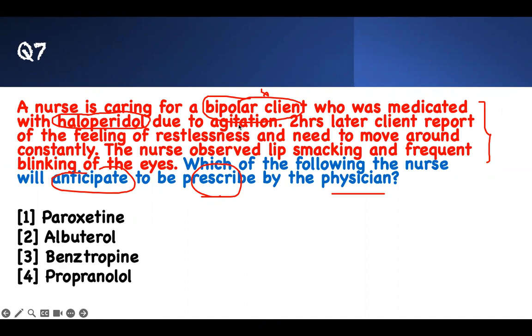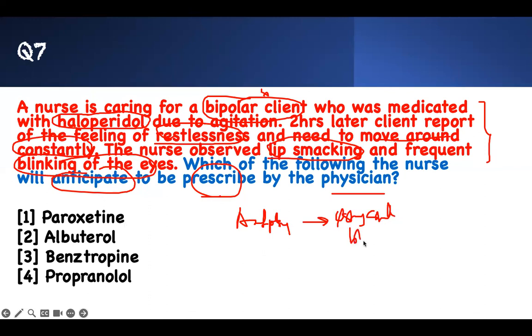It's not a problem. 2 hours later, what is the problem? Reports feeling of what? Restlessness and the need to move around constantly. Buzzword. The nurse observes lip smacking. Buzzword. And frequent blinking of the eyes. Buzzword. Which of the following do you think is going on? The patient is agitated, we give them what? Haloperidol, an antipsychotic. If I give you an antipsychotic, all of a sudden you can't stay still.